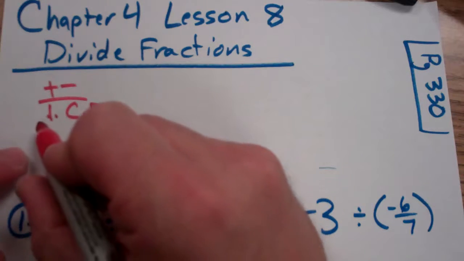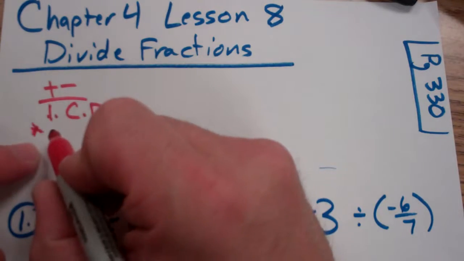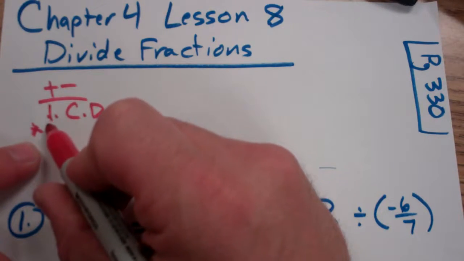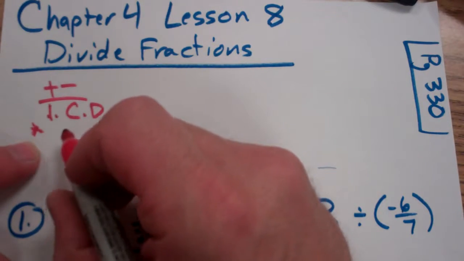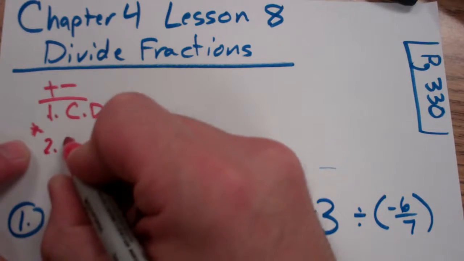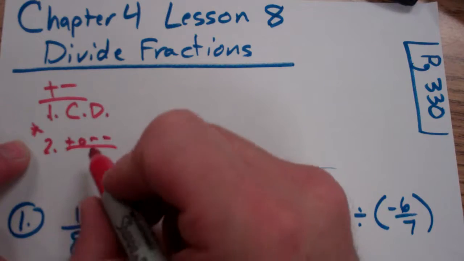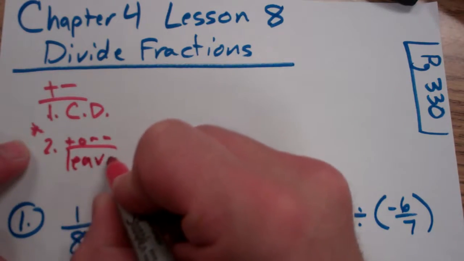You need to make sure, I have a little star here, you need to make sure whatever you did to the bottom, you do to the top. So if you took the bottom times 5, you take the top times 5. Then you add or subtract the tops according to which one you're doing, an addition problem or subtraction problem, and you leave the bottoms as that common denominator.